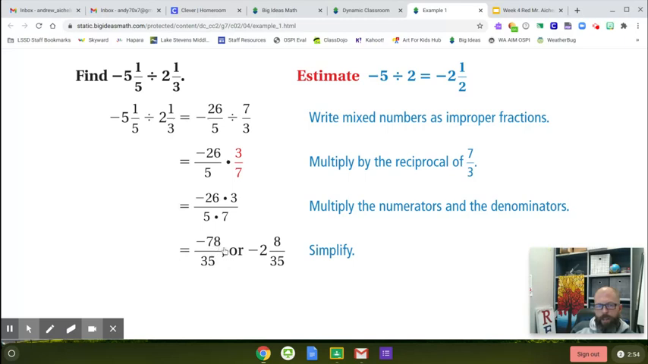That's an improper fraction. So we have to change it back to a mixed number. 35 goes into 78 2 times to 70, right? With 8 left over. So you have negative 2 and 8 left over. That's your remainder goes on the numerator, and your original denominator stays the same. So negative 2 and 8/35, that's close to negative 2.5, so we know our answer is reasonable. All right, let's take a look at some more.